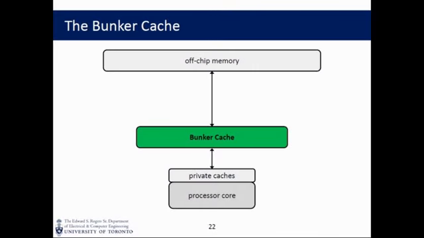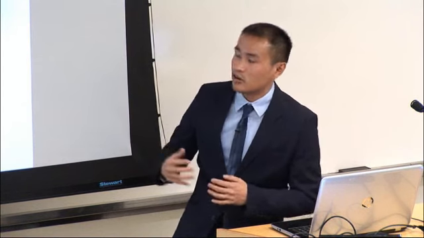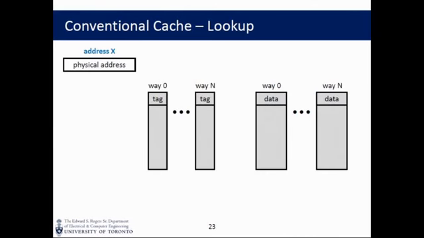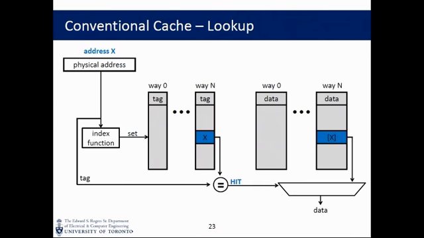So to do that, I propose the bunker cache, which tries to keep as much of the cache architecture left unchanged by simply treating an address x and an address x plus stride as if they're one and the same in the cache indexing structure. So let's take our conventional cache lookup. We have an address x, and we put that through some index function, which then generates a set of tags of different ways. And then we compare that tag with the physical address, and let's say in this case we find that it exists, so it's a hit. And then we return the corresponding contents of x from the corresponding entry of the data array and send that to the other caches.